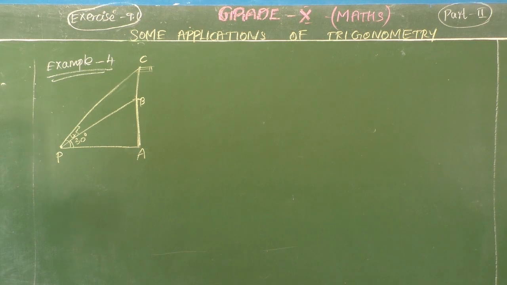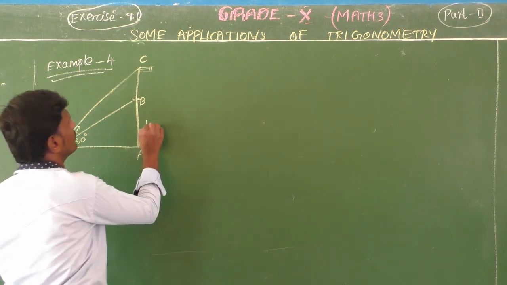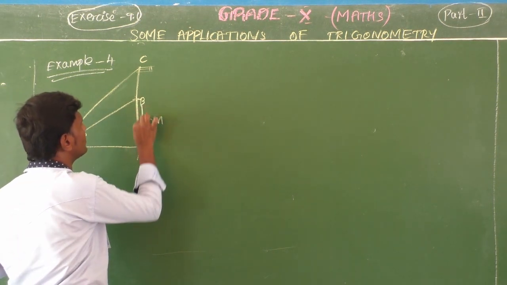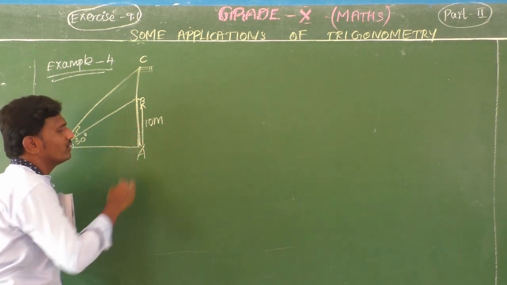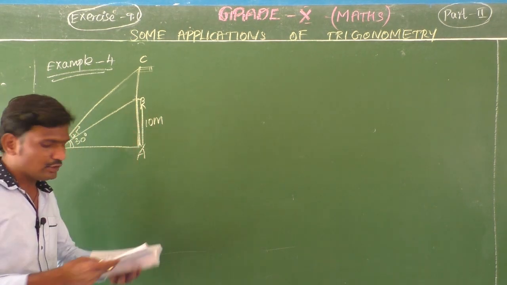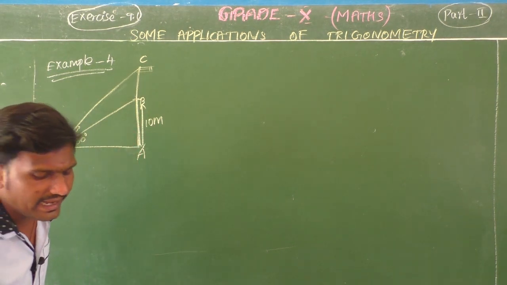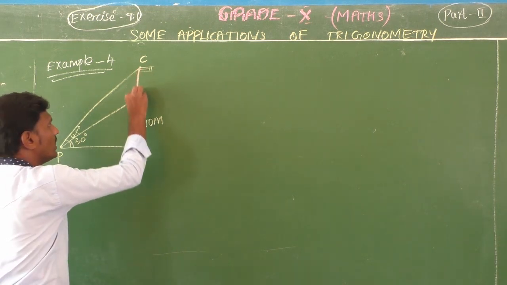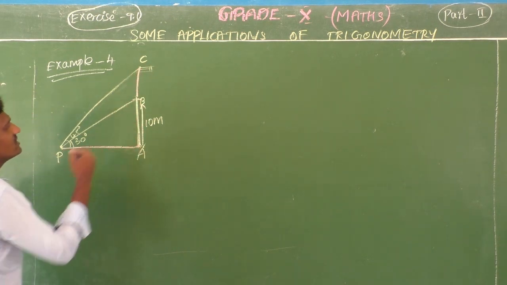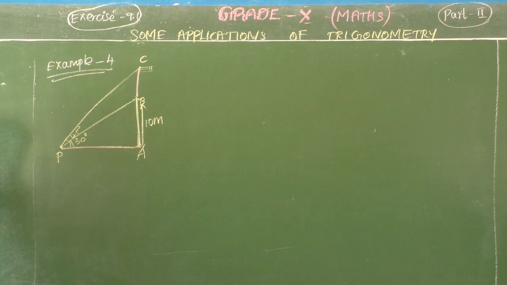So here the height of the building is given, that is a 10 meter tall building. Now what they are asking: we need to find the length of the flagstaff and the distance between this one and this one. So these two things we are going to find now. Okay, students? Have you got it?